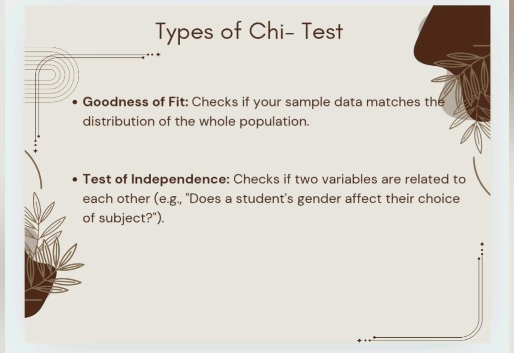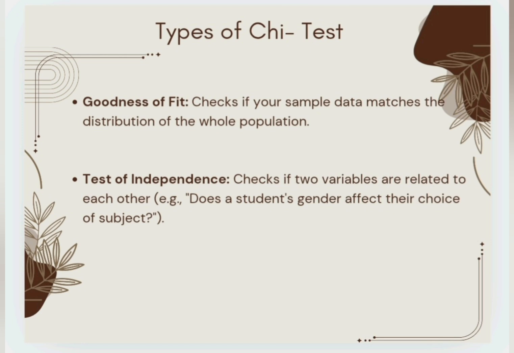Now, moving towards next, so types of chi-square test. Okay, so there are generally two types of chi-square test. One is chi-square test goodness of fit and another is chi-square test of independence. So chi-square test goodness of fit checks if your sample data matches the distribution of the whole population. So in general, it helps to analyze if there are any differences between the expected frequencies versus the calculated frequencies.